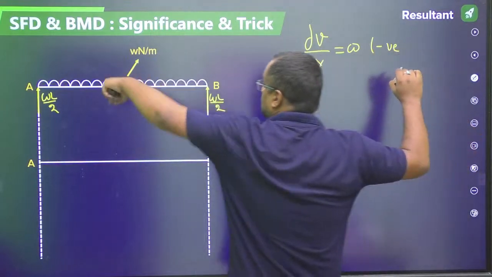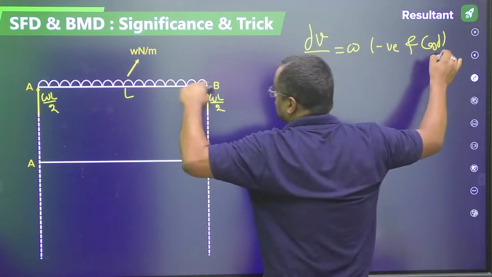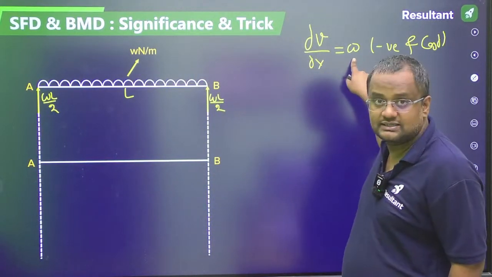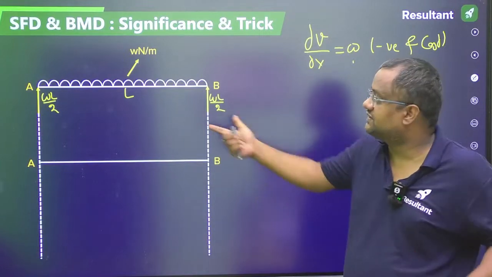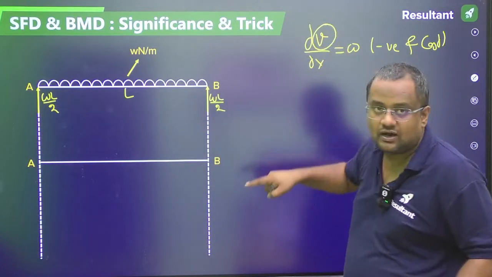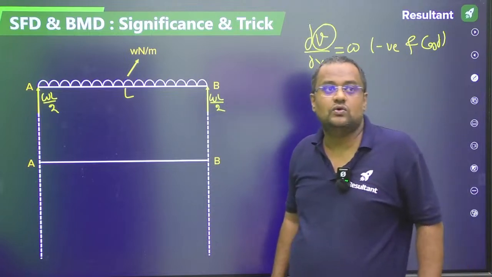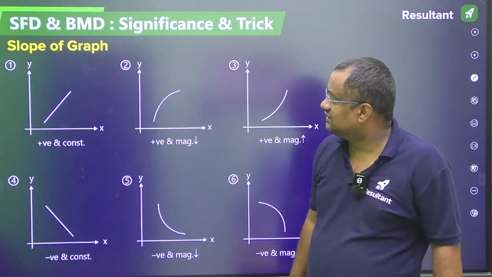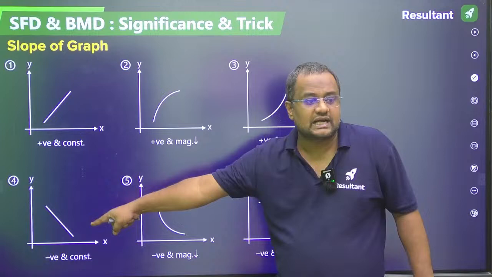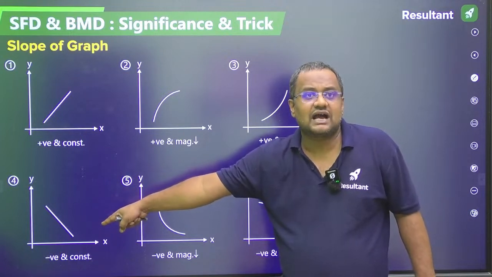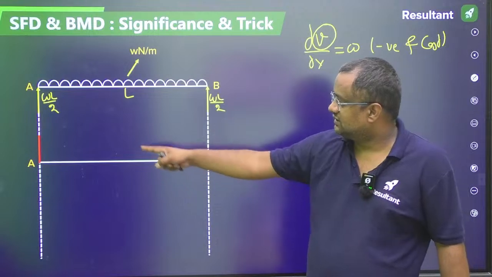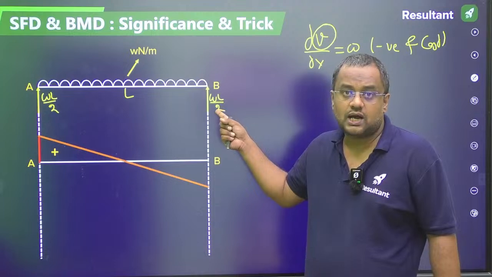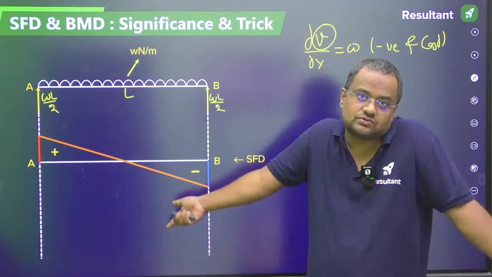It is a downward load, so negative and constant, because UDL is uniform. So shear force slope is load intensity, and load intensity is negative constant. So the slope of the shear force graph I am making now is negative and constant, graph number 4. Okay. So from here, graph number 4 like this. Then there is an upward point load, so shear force jumps. That is the SFD.